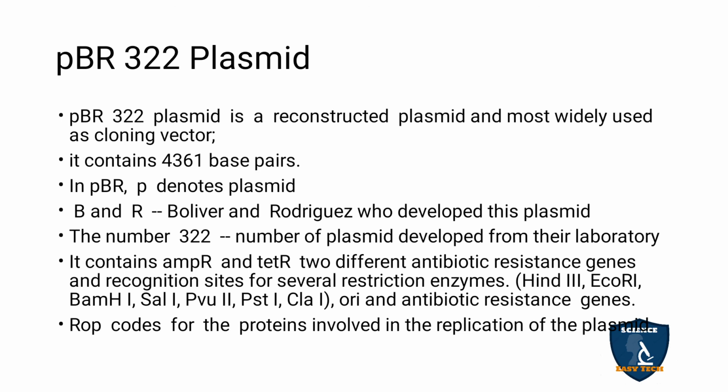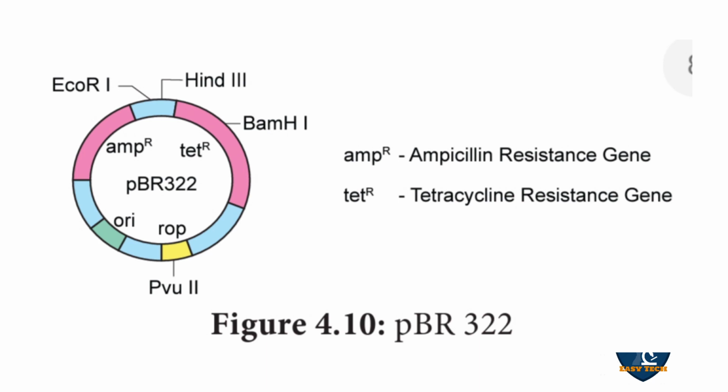It contains 4361 base pairs. In pBR, P denotes plasmid, B and R denote Bolivar and Rodriguez. They developed the plasmid, and 322 is the number of the plasmid developed in the laboratory. This pBR322 contains AMP-R and TET-R, so it has the antibiotic resistance genes: the ampicillin resistance gene and the tetracycline resistance gene.